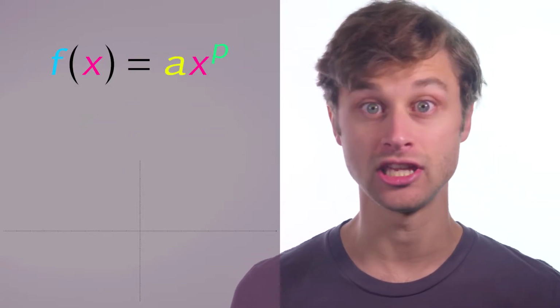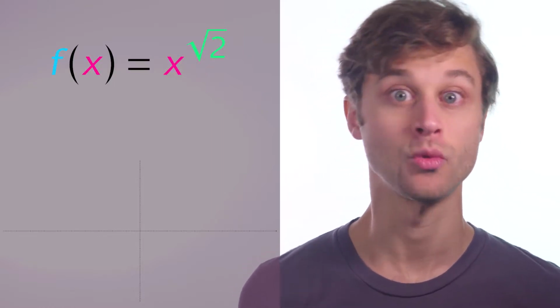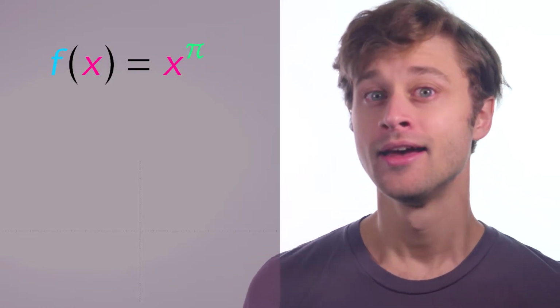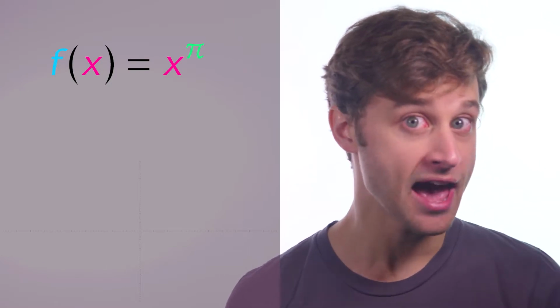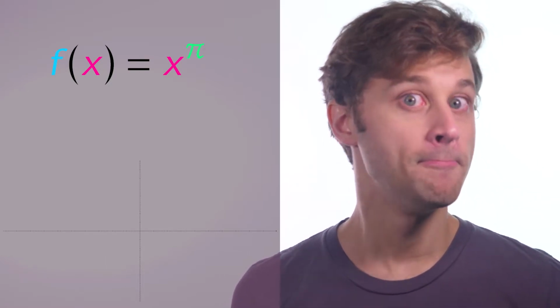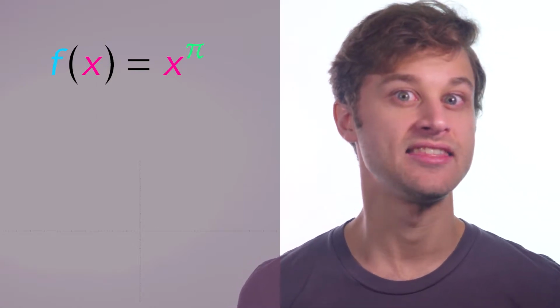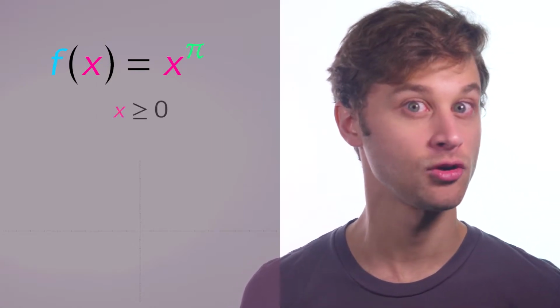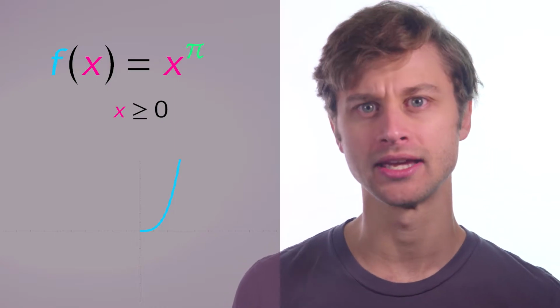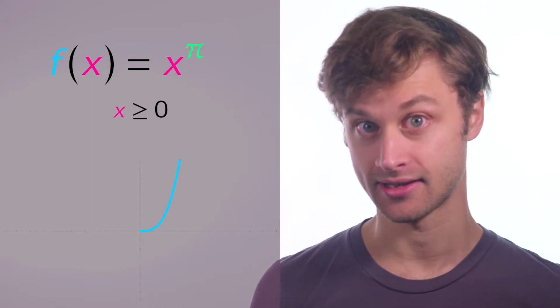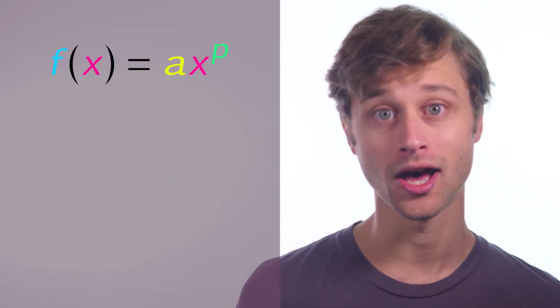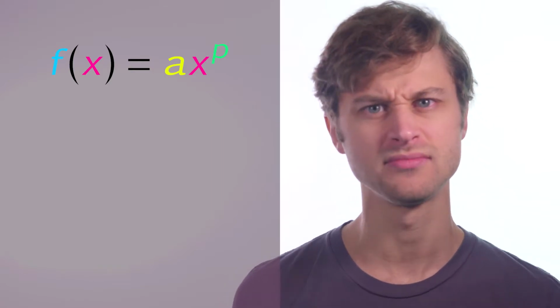Finally, if p is irrational, so say p is the square root of 2 or p is equal to pi, then the function follows the same patterns as before, but the extra restriction on these irrational powers is that x must be greater than or equal to 0. We can't plug in negative values of x. As you can see, this family covers a whole lot of different functions, but they all have some similar things in common.